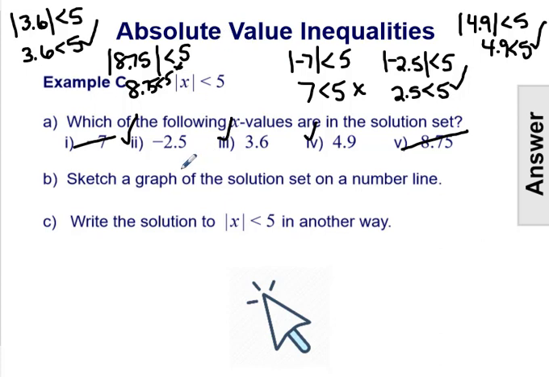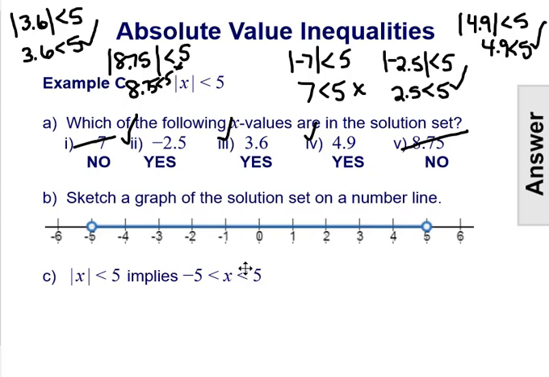Sketch the graph of the solution set on a number line and write the solution, absolute value of x is less than 5, in another way. Let's remember that we're comparing our absolute value to 5. And we have the distance from 0, from the origin, is going to be 5 or negative 5. Now, if it's less than, we need all of the values that have a distance less than 5 from 0. So that's going to give us negative 5 to 5 and everything in between. We don't actually include those points, and it creates the compound inequality negative 5 is less than x, which is less than 5.